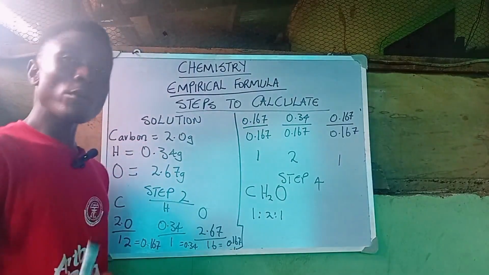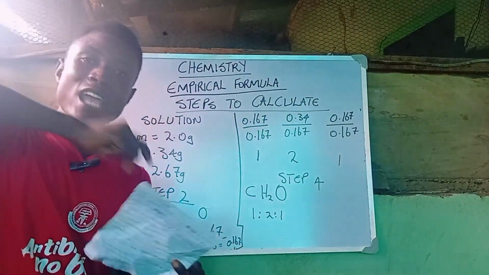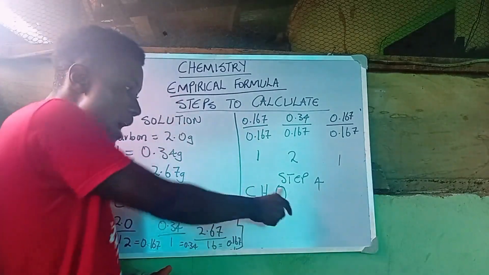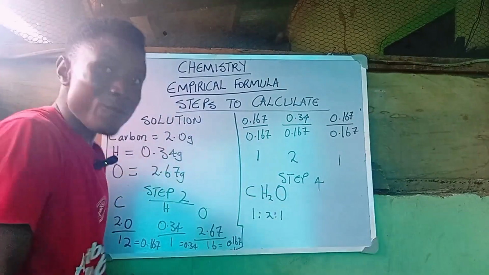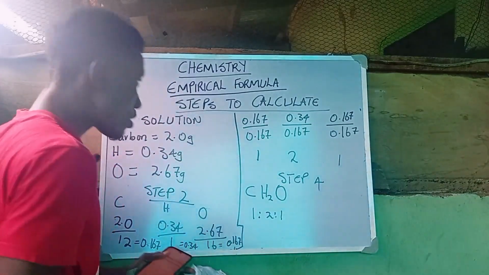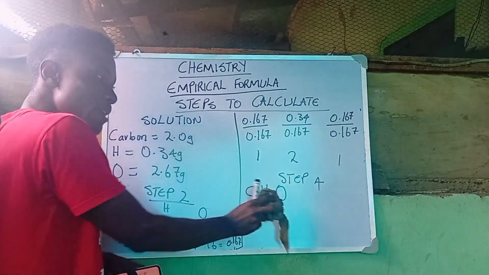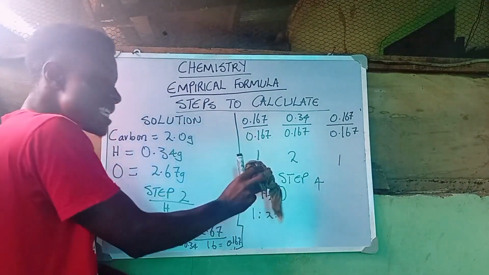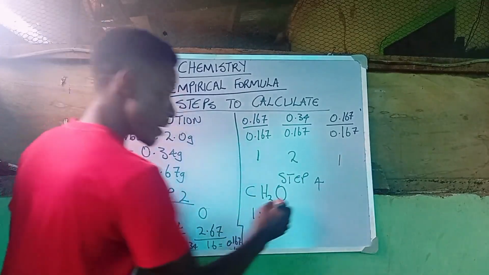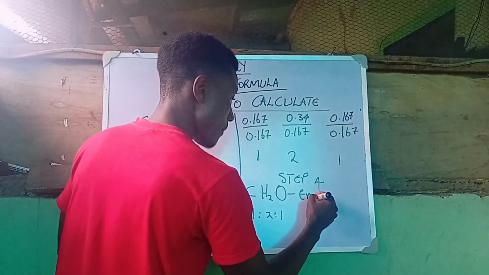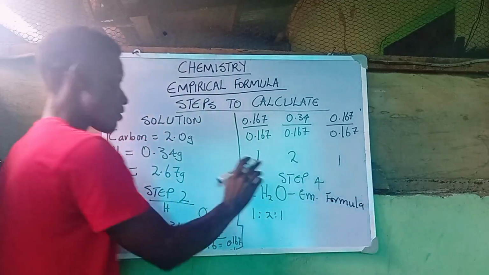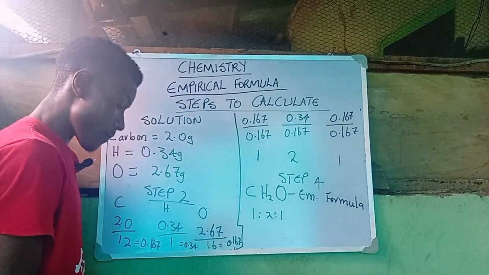But the truth of the matter is that we are not yet done, because the question says from your results, find the molecular formula. For now, we have gotten our empirical formula to be CH2O. Write it down. So this is our empirical formula. Write this down. This is the answer that has been given for the empirical formula.